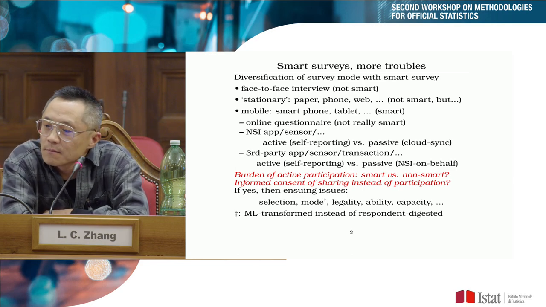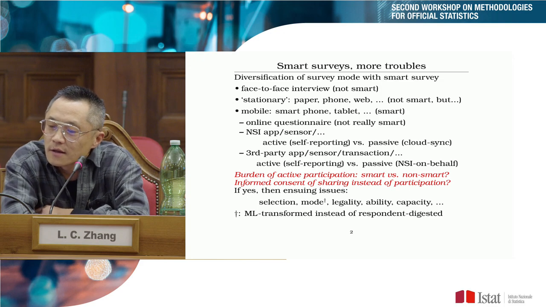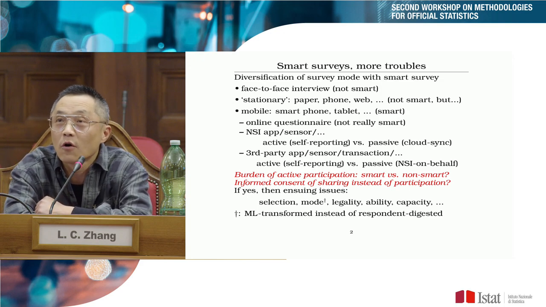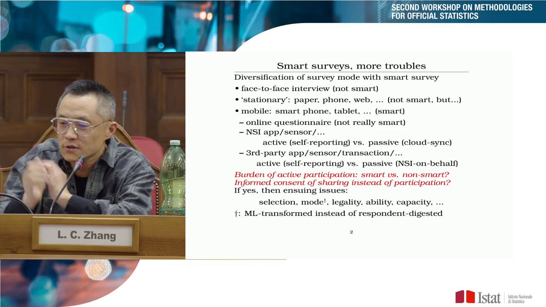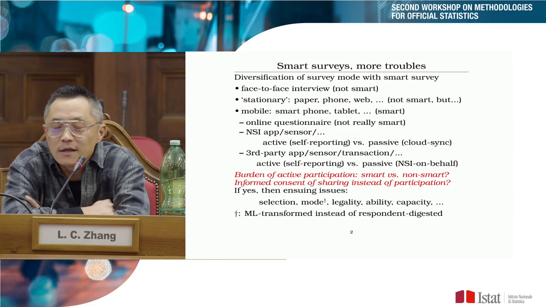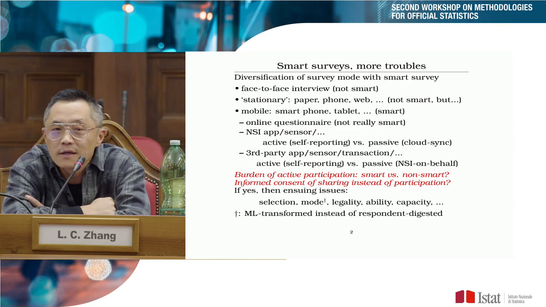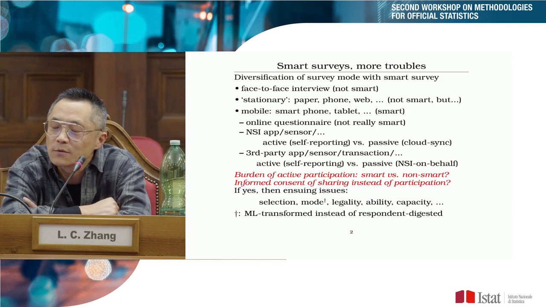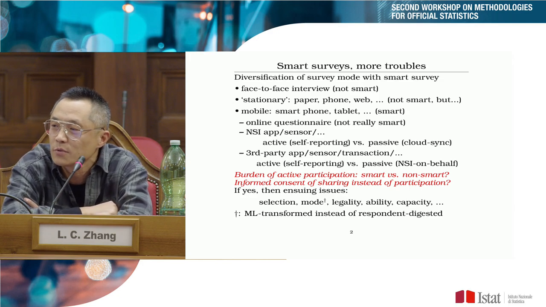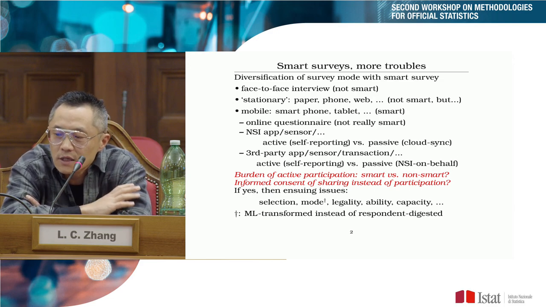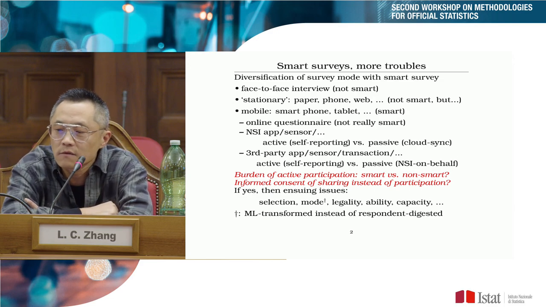So mobile phone, tablet, these are supposed to be smart, and the paper said very clearly that an online questionnaire that pushes the form from paper to a small screen is not really very smart. But what we really hope to capitalize on are those apps and those sensors that can follow you continuously without you sitting there trying to put in input. Okay, so I think the paper was not very clear to distinguish, but I would like to make it very clear.